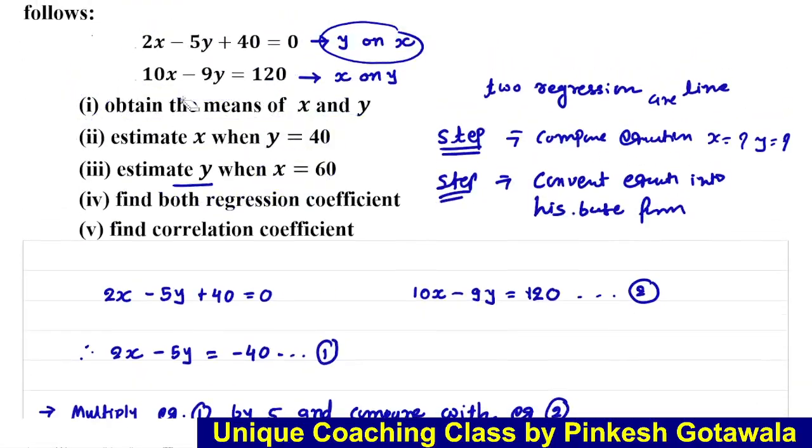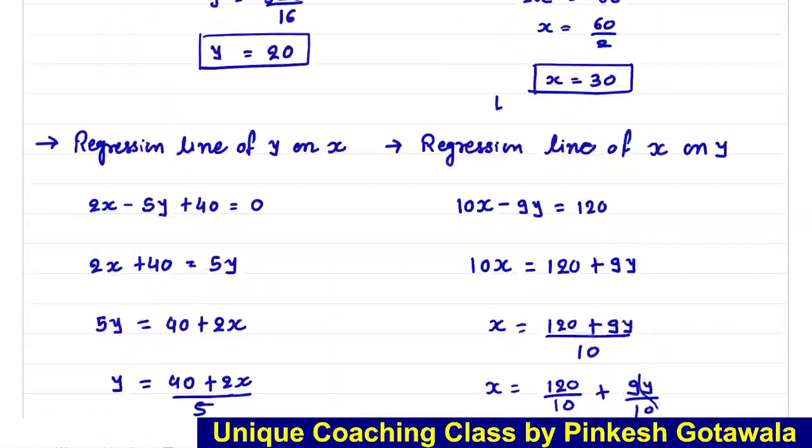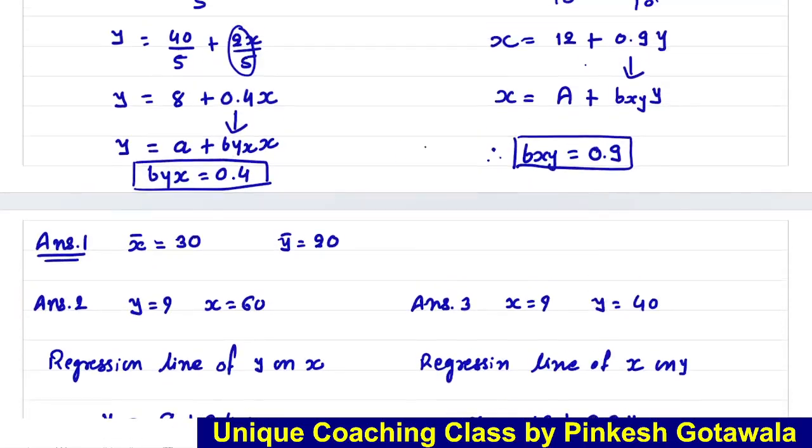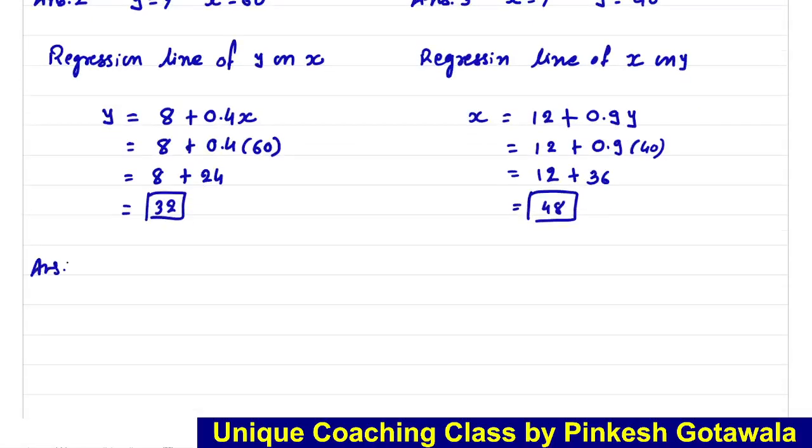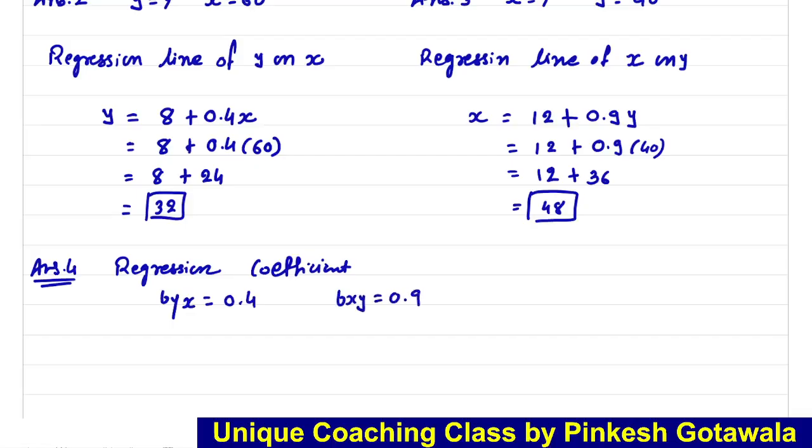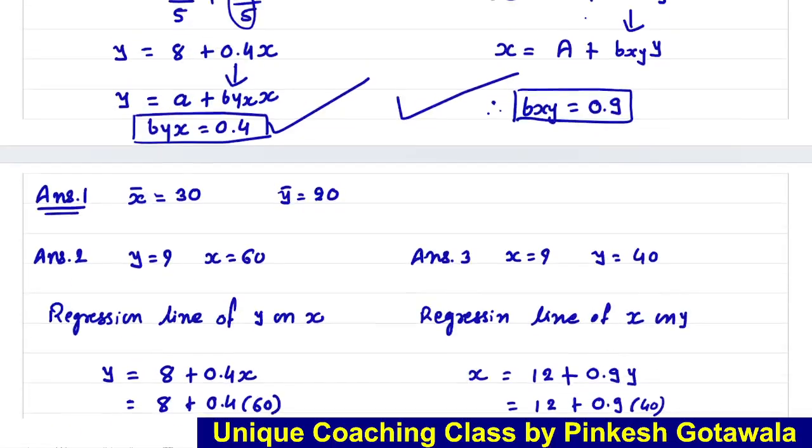So the third is completed. Fourth question: find both regression coefficients. Look, we have already found them. Regression coefficient means byx and bxy. byx is 0.4, and bxy is 0.9. Okay, we have already found them out.